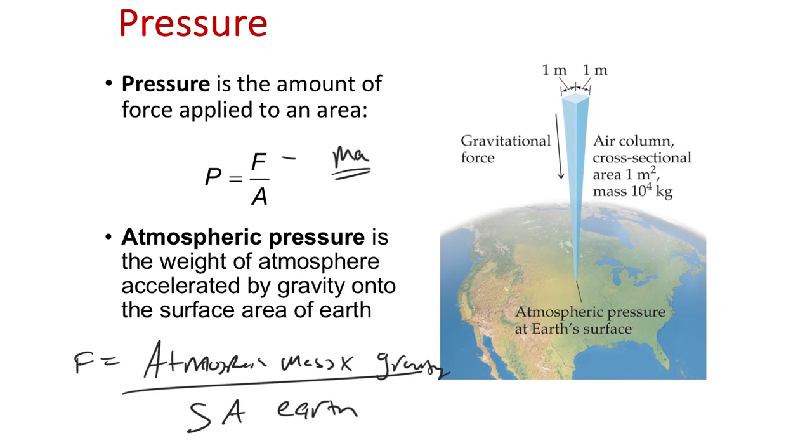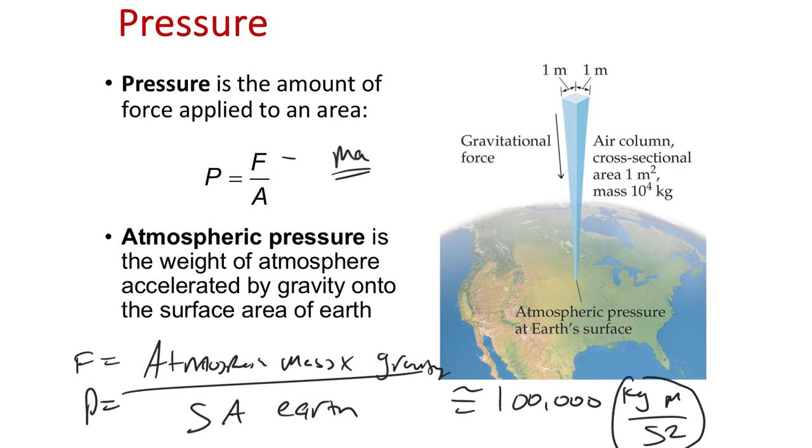You can take the mass of the atmosphere, you can take gravity, that's the force that's being applied onto the surface area of Earth. You can also look that up, and you get that this pressure exerted by that atmospheric mass times gravity over the surface area is equal to about 100,000 kilograms meters per second squared. And so this unit takes on the unit called the Pascal.